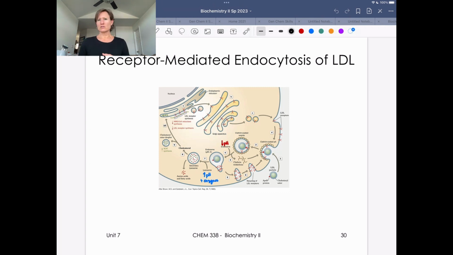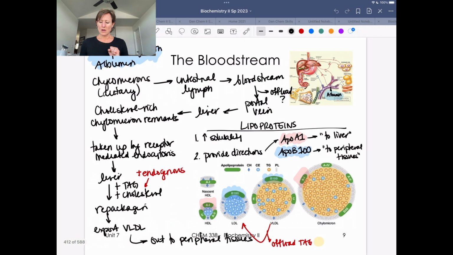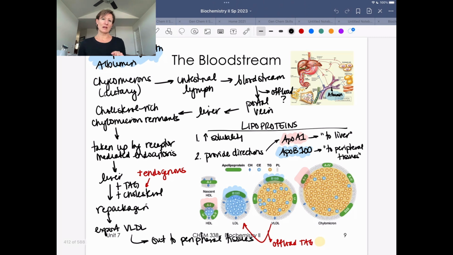So the last little piece here is to talk about another really important lipid, and that's cholesterol. And so we're going to discuss in this video receptor-mediated endocytosis of LDL particles. But just as a review, if you haven't yet watched the video on lipid transport, I'd highly encourage you to do that. But we are going to be focusing specifically on LDL particles here.